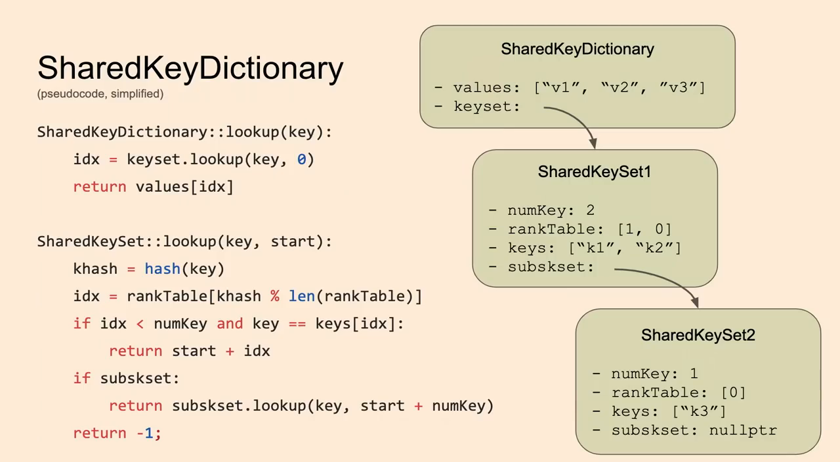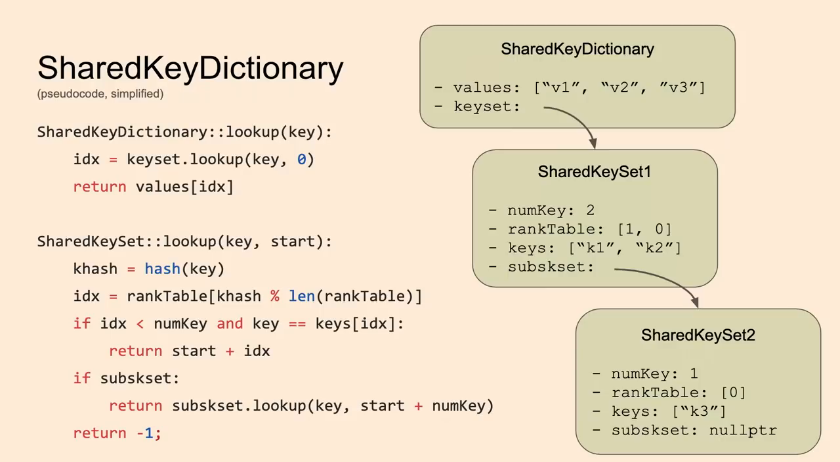So okay, what is the bug? It's some initialization problem during decoding. The vulnerable class is SharedKeyDictionary, which again is a subclass of NSDictionary, so it's allowed to be decoded. So let's take a look at that. Here's some pseudocode in Python.